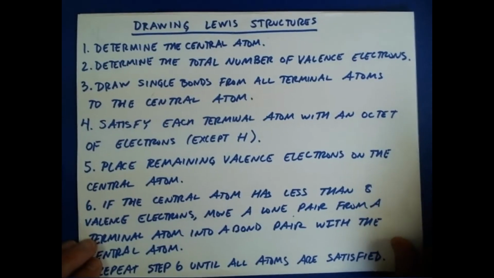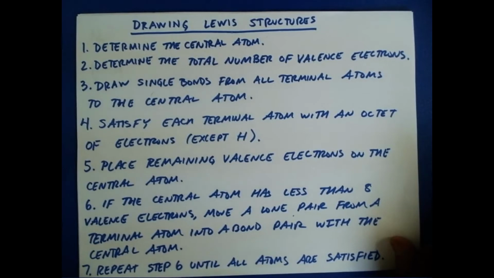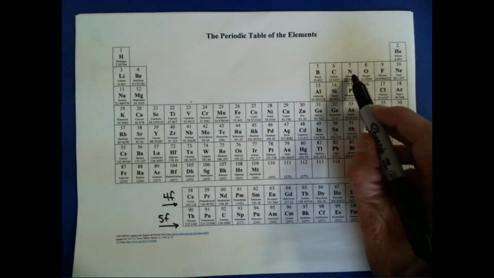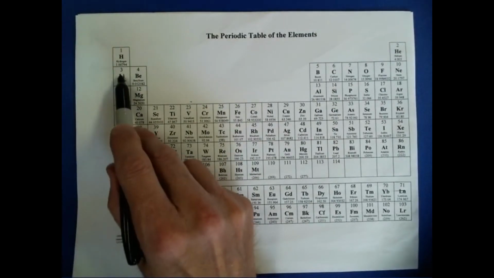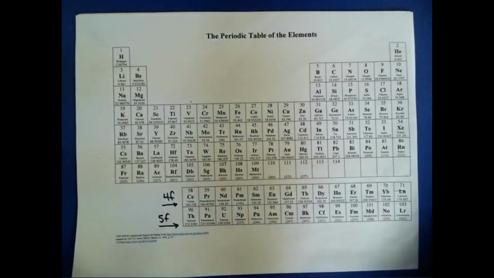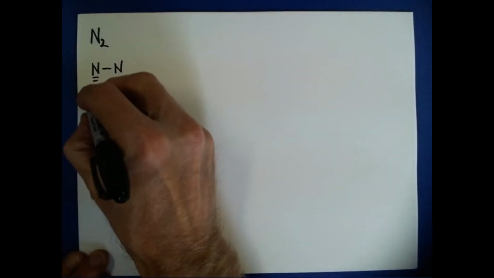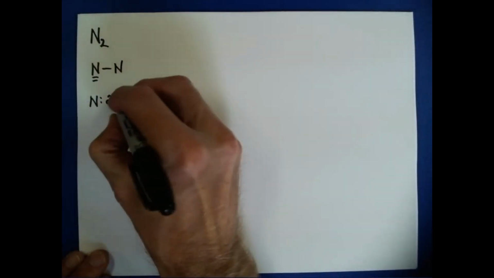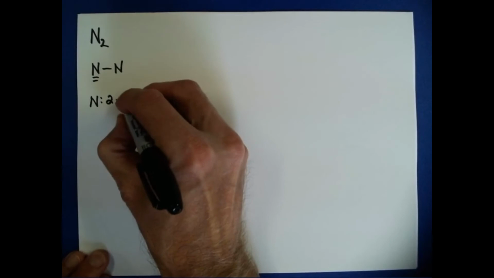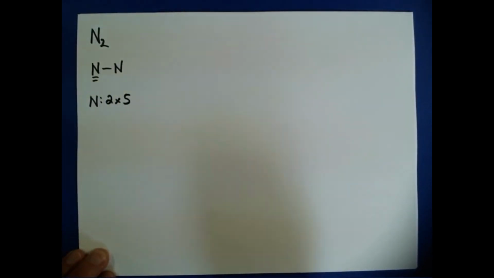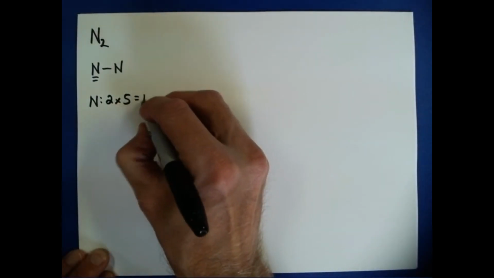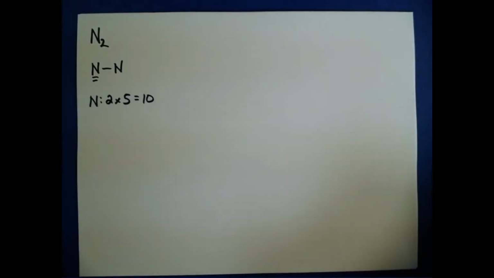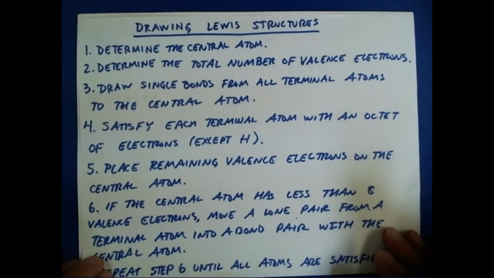Now we need to determine the total number of valence electrons in the nitrogen molecule. So we notice nitrogen is here on the periodic table. 1, 2, 3, 4, 5 valence electrons for each nitrogen atom. So for nitrogen, I have 2 nitrogen atoms times 5 valence electrons for each nitrogen atom. That's a total of 10 valence electrons. And we've taken care of step number 2.